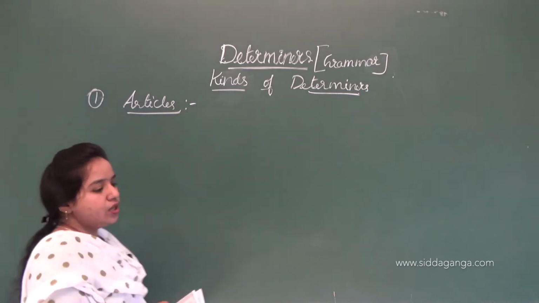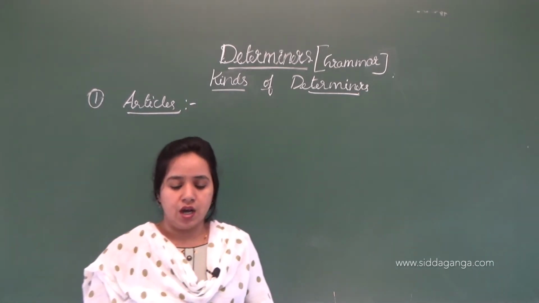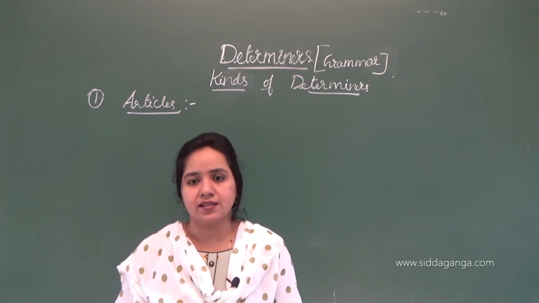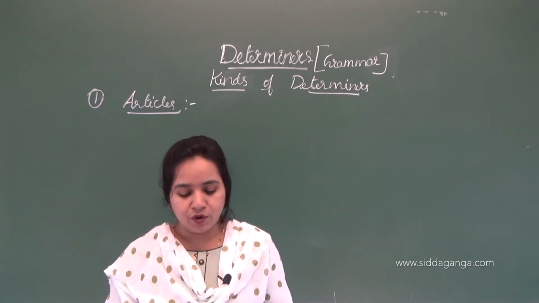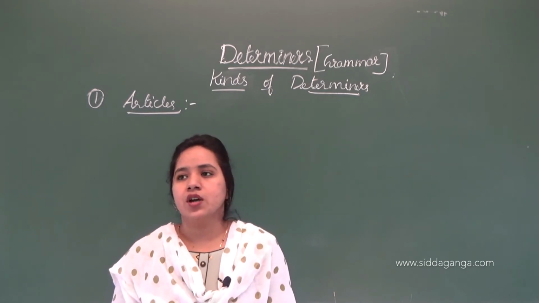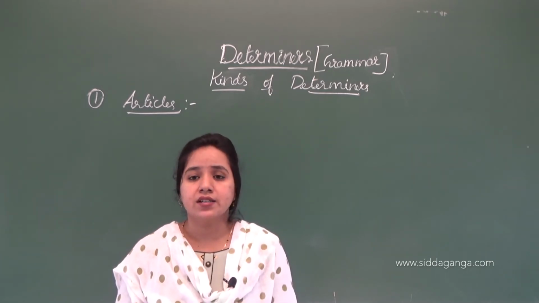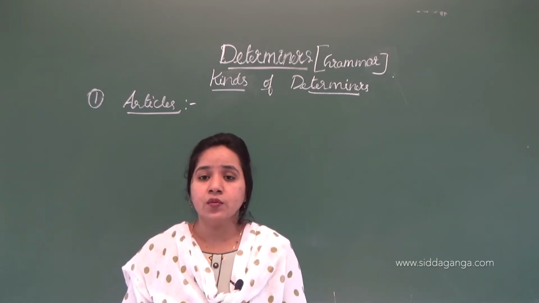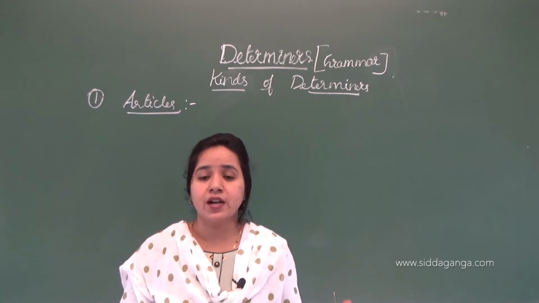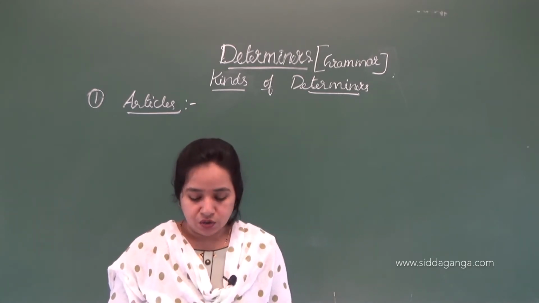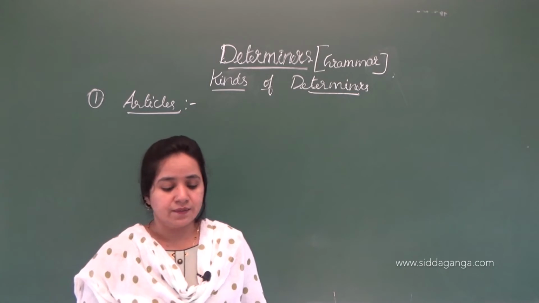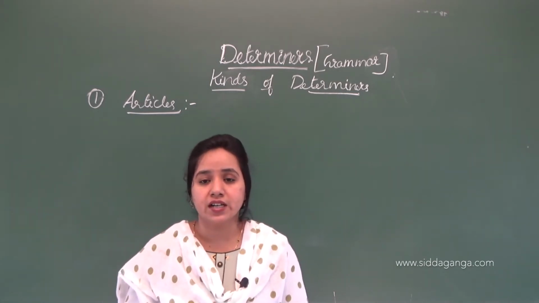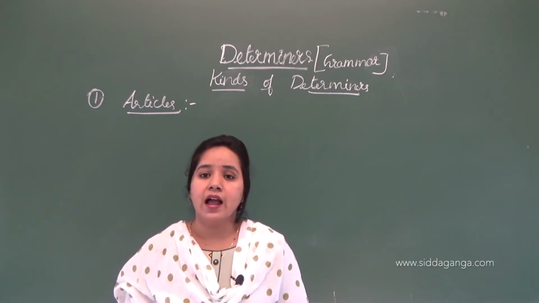Articles. You all are familiar with how articles are used while making sentences. Before I say how to use them, let's begin with the definition of articles and their main purpose, how we are using these articles. There are 3 articles in the English language, that is a, an, and the.